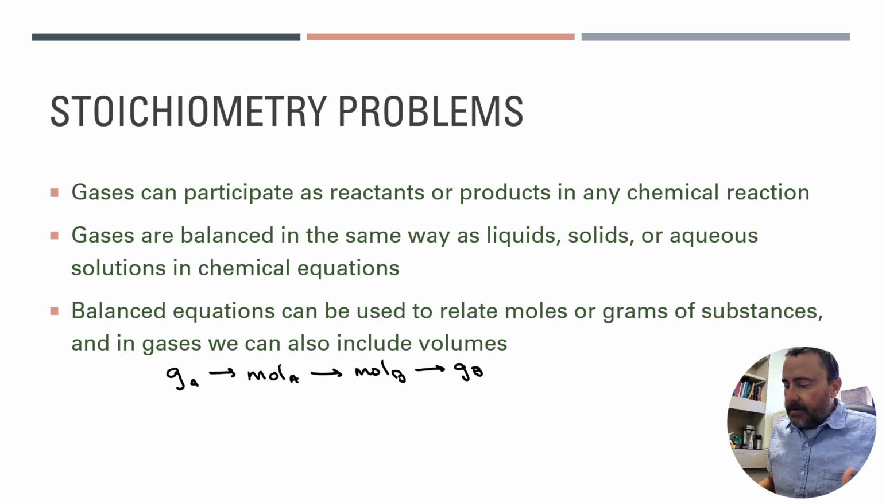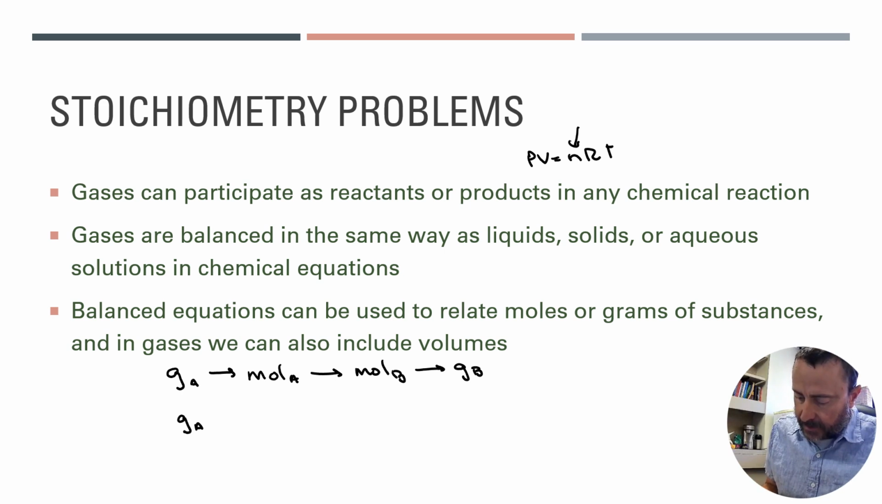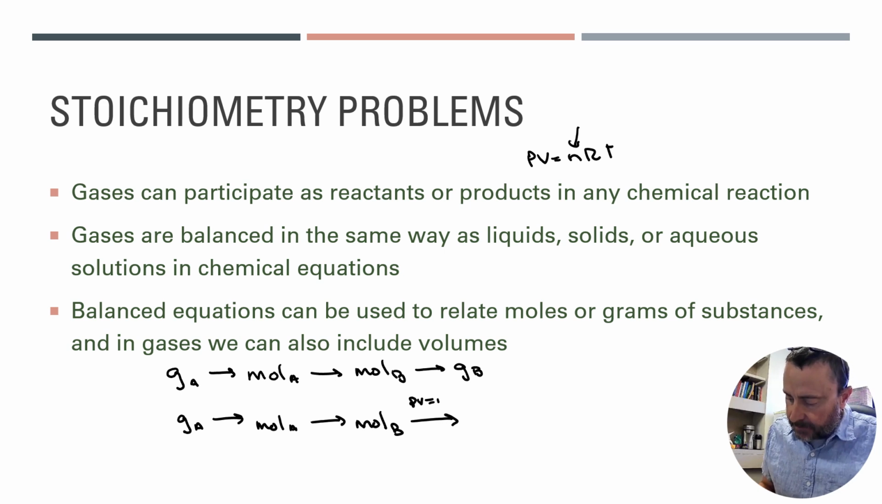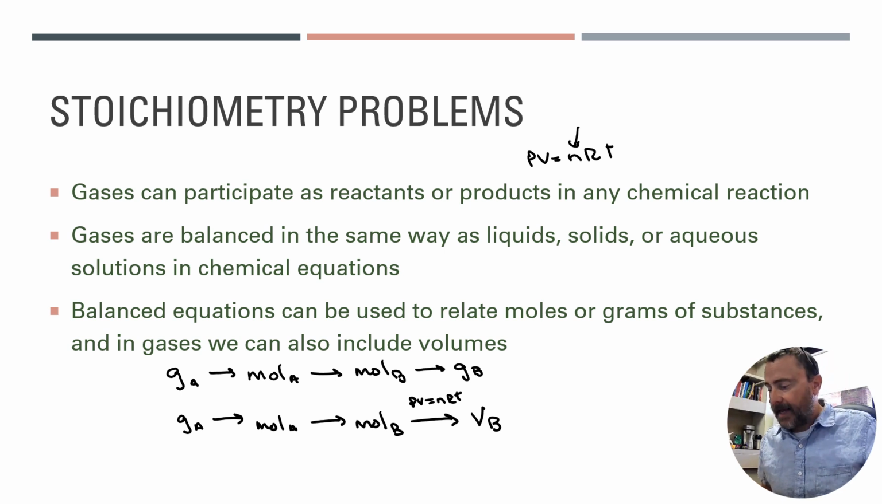Okay, now that we've got our ideal gas law, PV equals nRT, and n is the number of moles of something. What I really could do is go from the grams of something to the moles of that something, to the moles of something else, and then using PV equals nRT, I could find the volume of that gas. So instead of going to grams, we're just going to be able to go to volume by using our ideal gas law there.